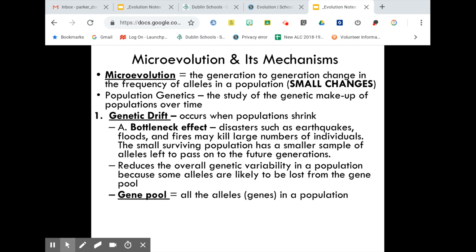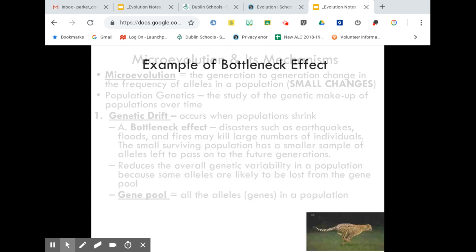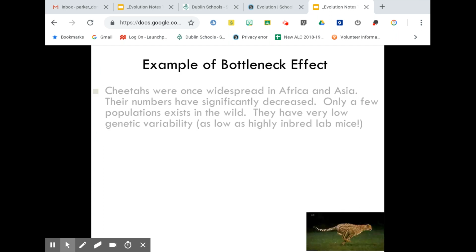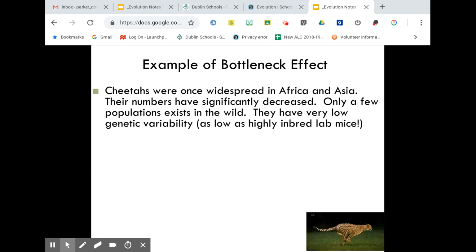A really good example of genetic drift are cheetahs. Cheetahs were once really widespread, both in Africa and Asia, and their numbers have been significantly decreased, mostly due to humans. Loss of habitat and poaching are two of the big ones. So there are only a few of these cheetahs that exist in the wild. And as a result, they have really, really low genetic variability.